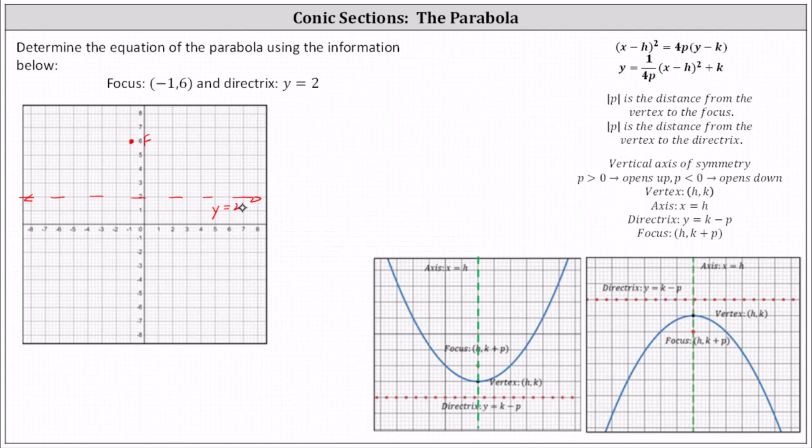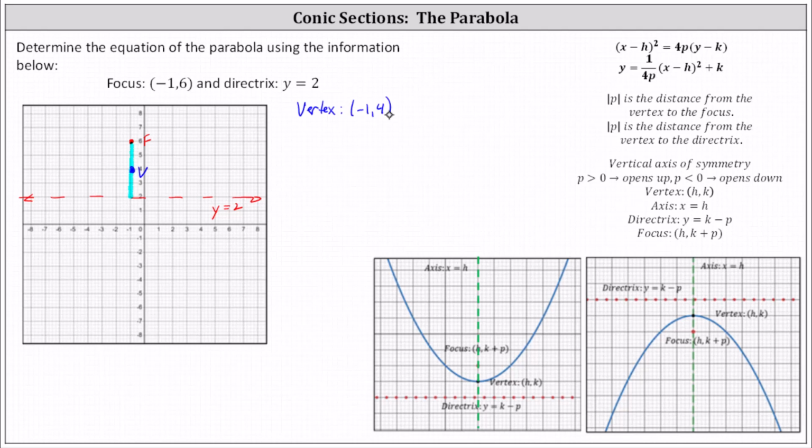Next, we'll sketch a segment perpendicular to the directrix from the directrix to the focus. The vertex will always be the midpoint of this segment, which indicates the vertex is (-1, 4). Let's record this on the right. And now let's make a rough sketch of the parabola.